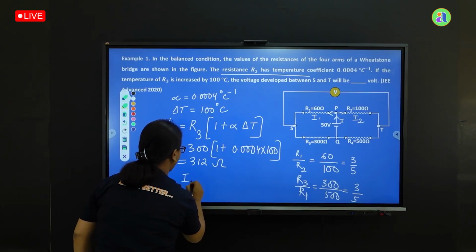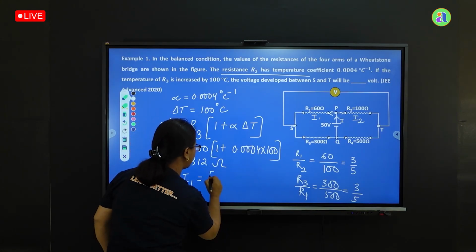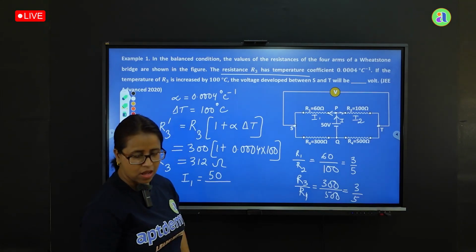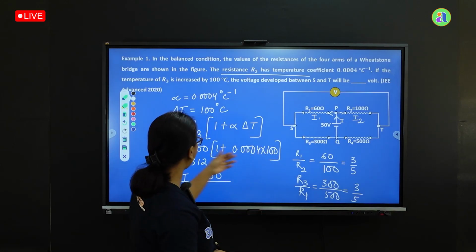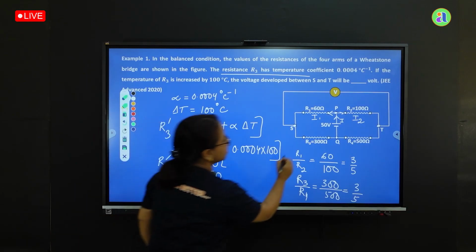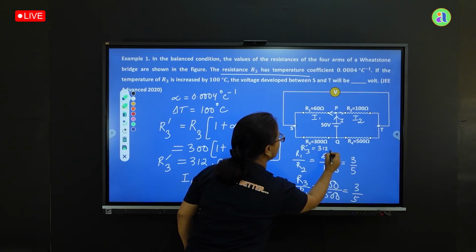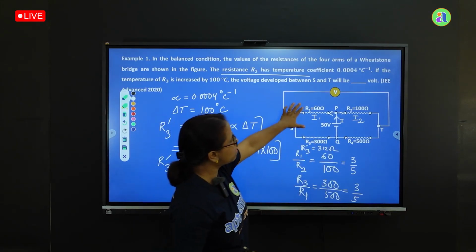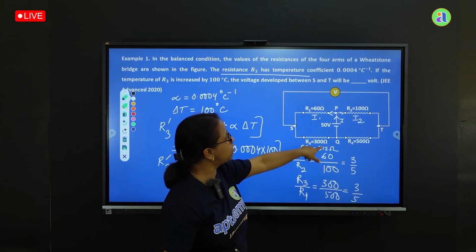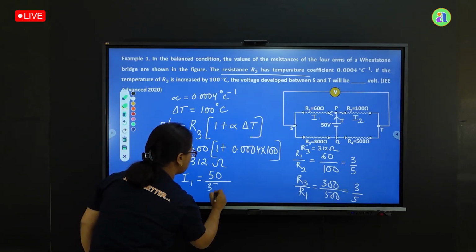We have I1 as equal to V, that's 50, by R. Now what do we take R as? Looking at the values, you can see that we have R3 replaced by R3 dash. This is in fact R3 dash, which is now equal to 312 ohms, and these two resistances are in series. So we have a net resistance of 312 plus 60, which amounts to 372 ohms.